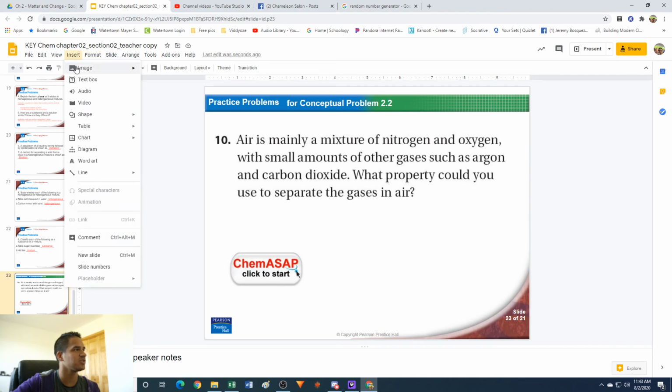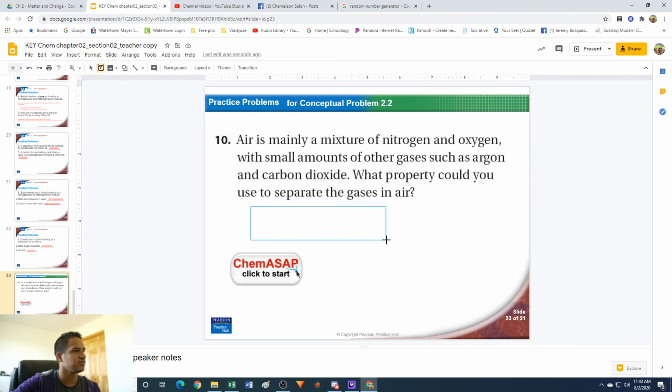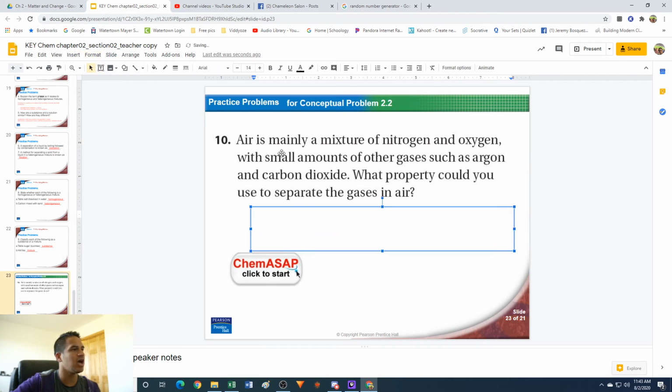All right, so we're going to insert a text box here so we can actually do some typing. But how would we separate out air, right? So air, as you know, is colorless. You can't see it, right? It's in front of your face right now. You can't see it. You can't filter it, right? You can't take air and put it in a filter because it goes right through the holes. You can't distill it because distillation, usually it's a liquid. You'd heat it up to boil it as a gas and then condense it. Well, it's already a gas.